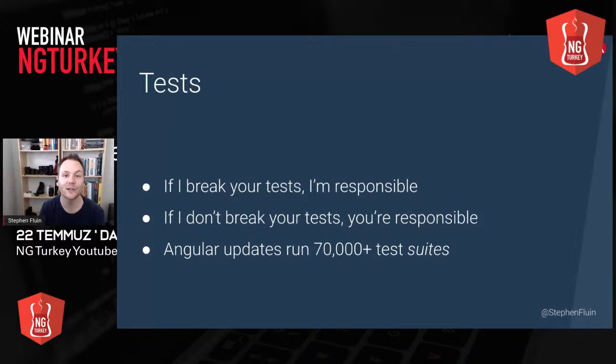This naturally creates a feedback loop where teams want to test their applications really well, so that they know they can't be broken by anyone else in the repository. Every change to Angular runs more than 70,000 test suites. That's not 70,000 tests, that's 70,000 test suites from various applications across the code base. So we are really, really confident that every release of Angular is very, very good.